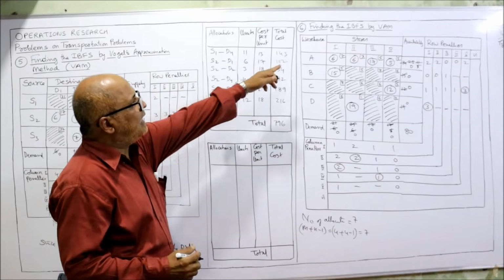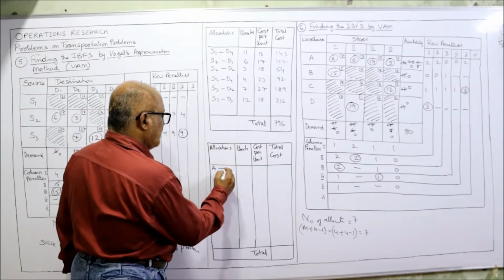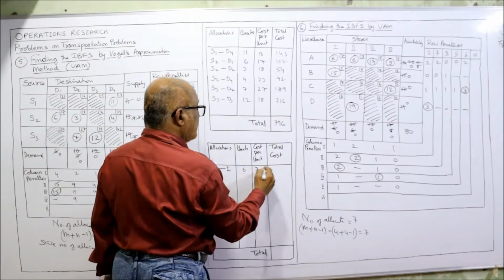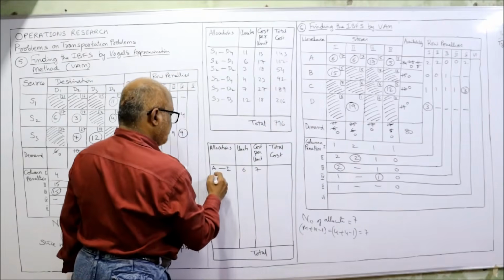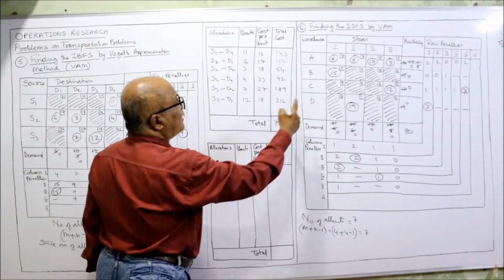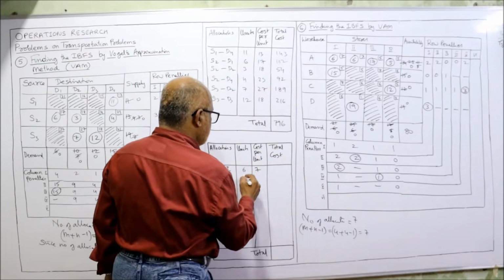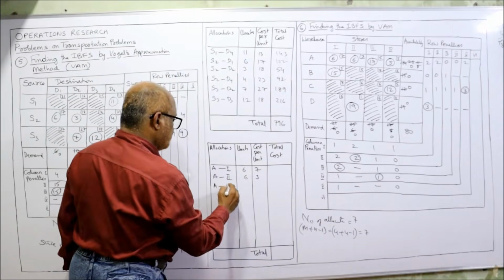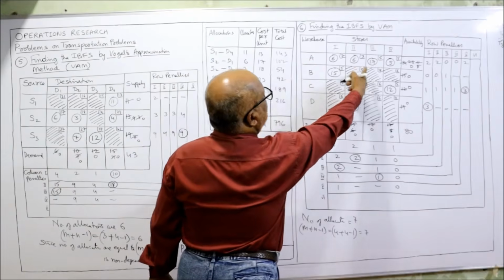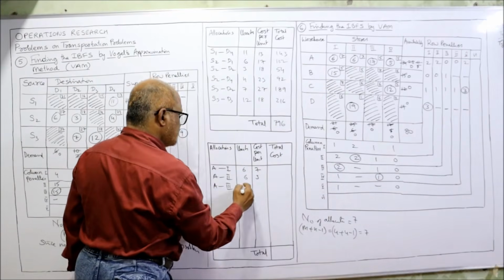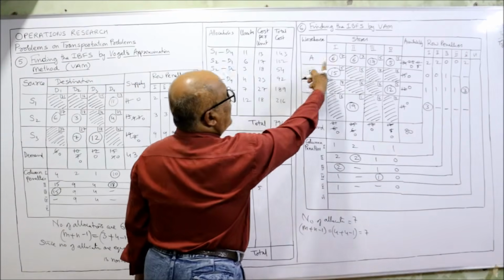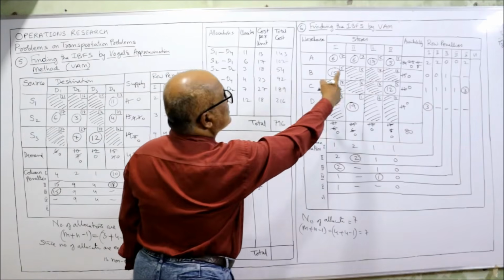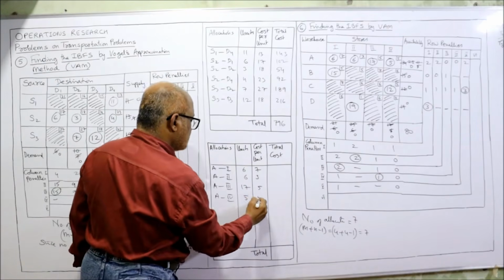The first allocation is A to 1. A to 1, how many units? 6 units, 7 rupees. Then A to 2, how many units? 6 units, 3 rupees. Then A to 3, A to 3 is 17 units, 5 rupees. A to 4, A to 4 it is 5 units, 5 rupees.